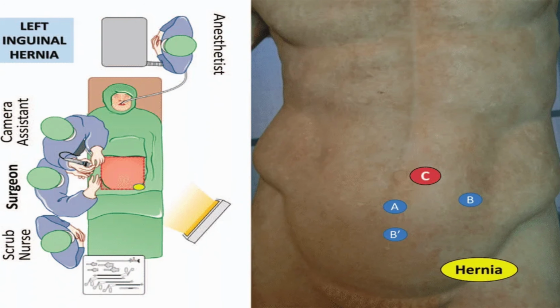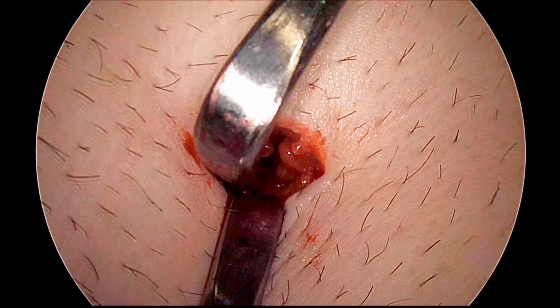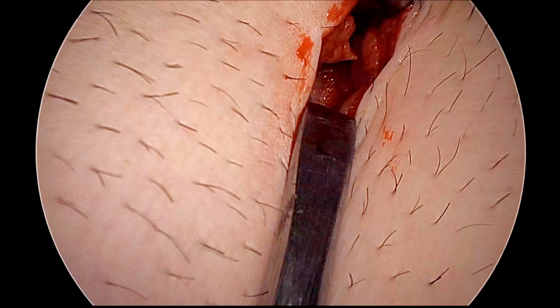For the port position, for a left hernia the surgeon will stand on the right, the camera person will be to your left, and one assistant will be on the right. You can see A, B, C, these are the three ports. B you can put below A also, and laterally also, meaning contralateral or ipsilateral, both you can do.